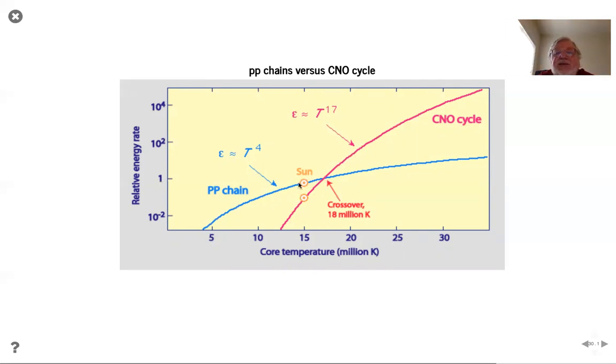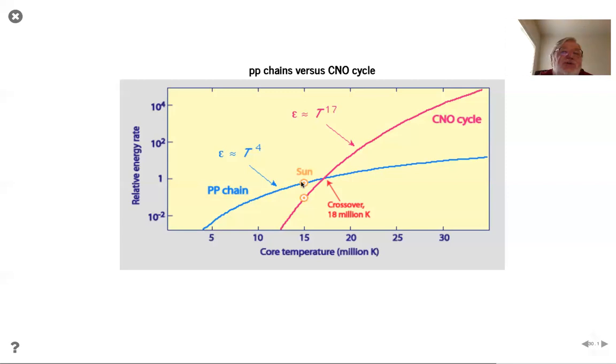In the sun, the central temperature is around 15 million Kelvin. Therefore, in the sun, hydrogen burning occurs predominantly via pp chains. But the temperature in the sun is close to this crossing temperature. Therefore, there is non-negligible hydrogen burning in the sun also occurring in the CNO cycles.